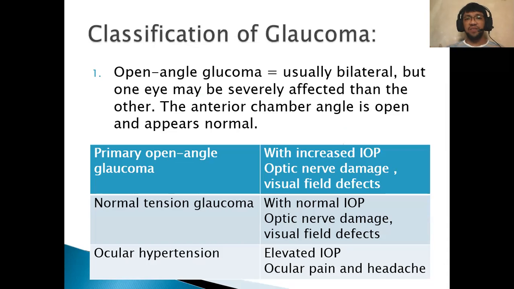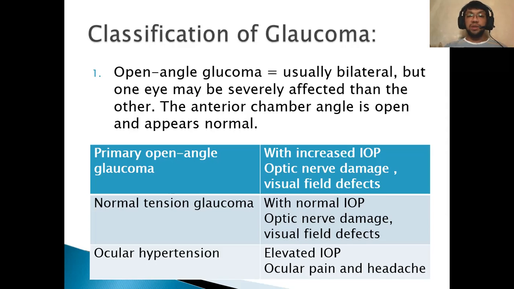And we have the classification of glaucoma. Number one, open angle glaucoma. It's usually bilateral, so it involves both eyes, but one eye may be more severely affected than the other. The anterior chamber angle is open and appears normal. So we have primary open angle glaucoma.